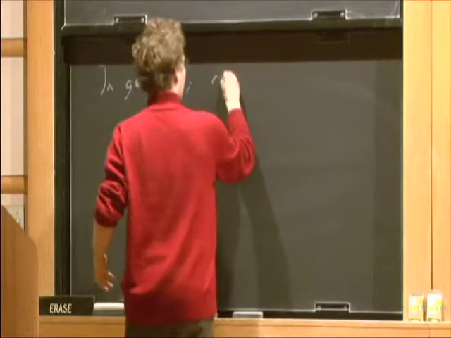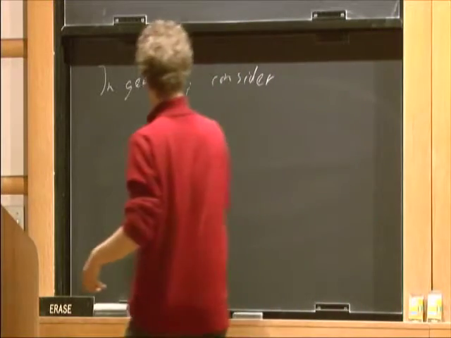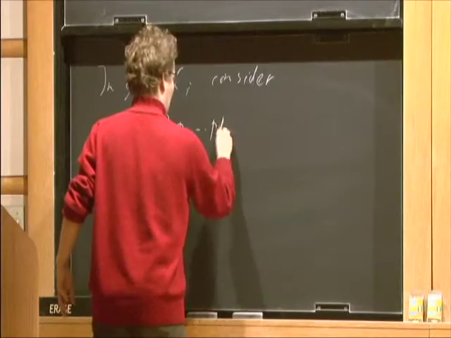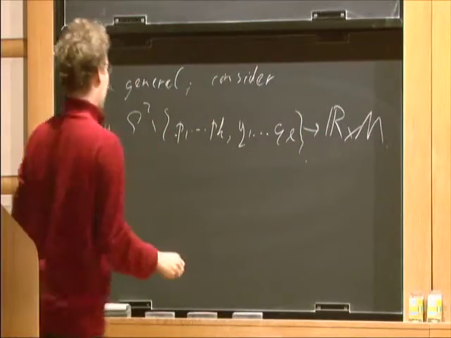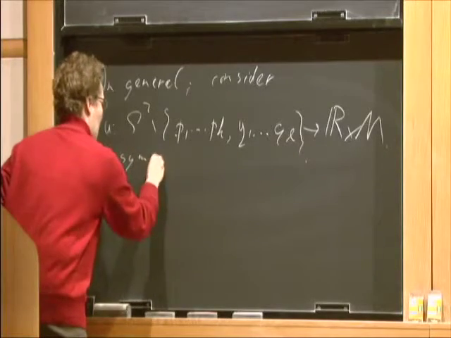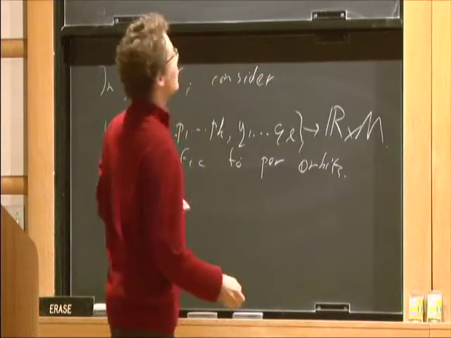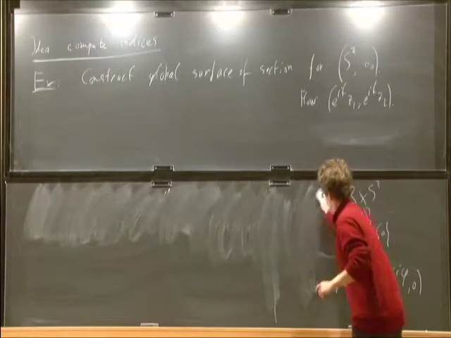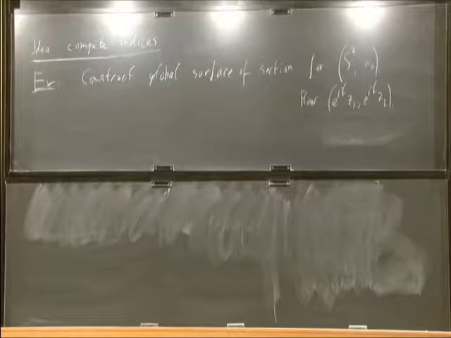In general, consider more general holomorphic curves, so maybe not planes, but maybe more complicated objects. We consider some map from a punctured sphere into R times, in general, maybe some other manifold, and asymptotic to these periodic orbits. What's the point now? You can collect the solutions. Maybe I should say they should satisfy some equation. They should be J-holomorphic, so they should satisfy some PDE.